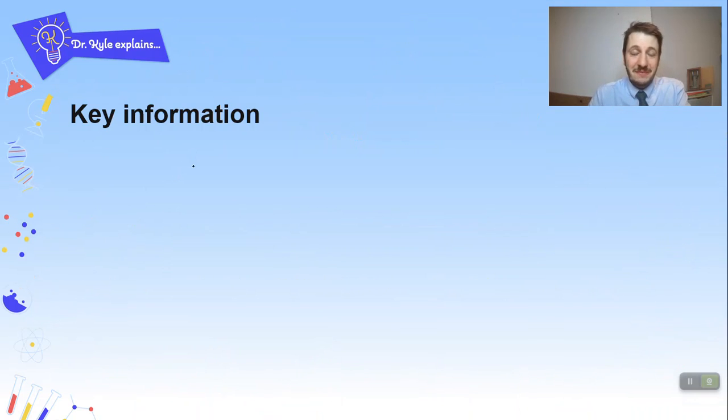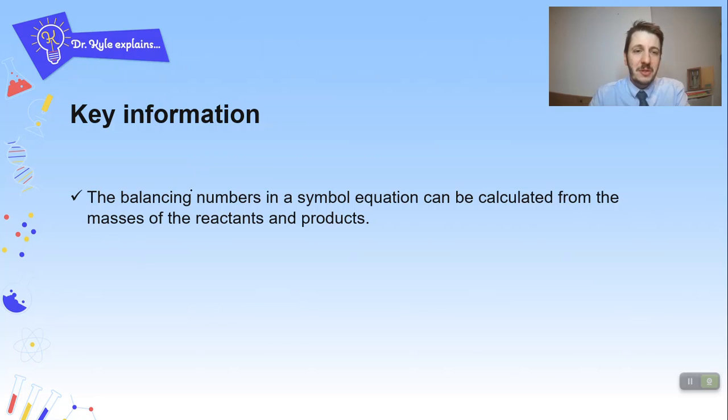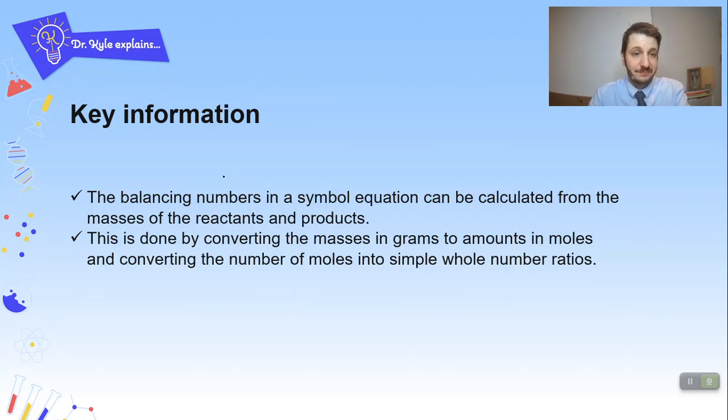Okay, so some key information then. The balancing numbers in a symbol equation can be calculated from the masses of the reactants and the products. This is done by converting the masses in grams to amounts in moles and converting the number of moles into simple whole number ratios. So what does that mean? Let's look at some examples.